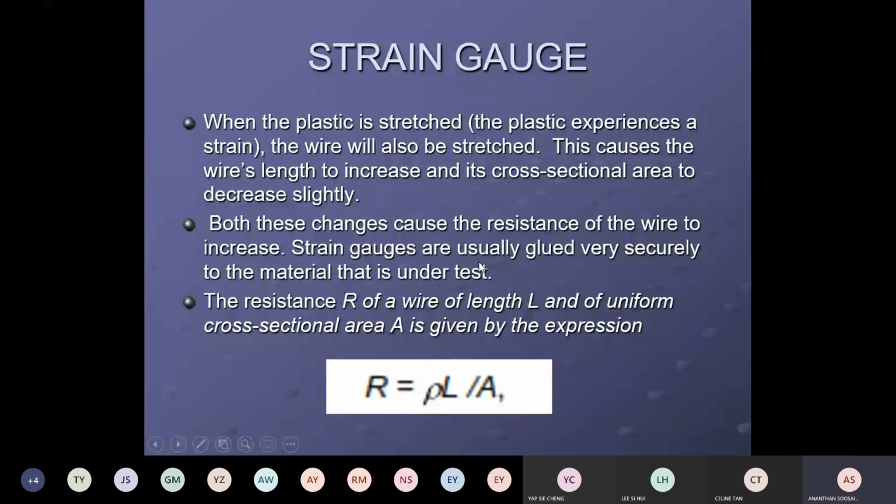So strain gauge, when the plastic is stretched, the wire will be stretched. This causes the wire length to increase, and the cross-sectional area decrease slightly. Both these changes cause the resistance of the wire to increase. Strain gauges are usually glued very securely in the material under test. So when the fine wire, which is this size, gets longer, and they get longer because of the strain.